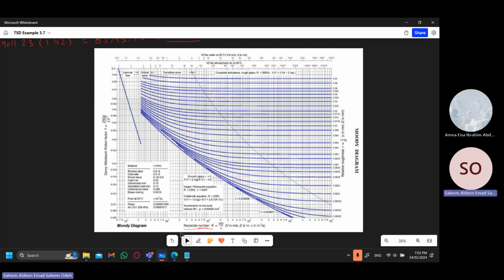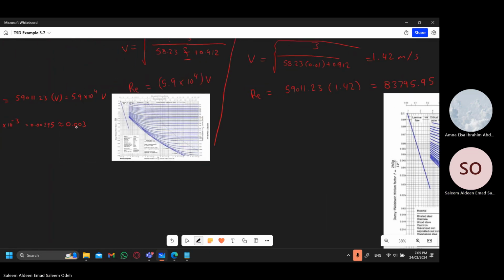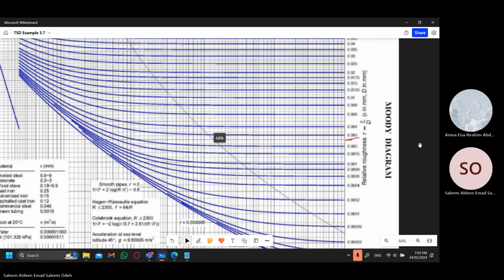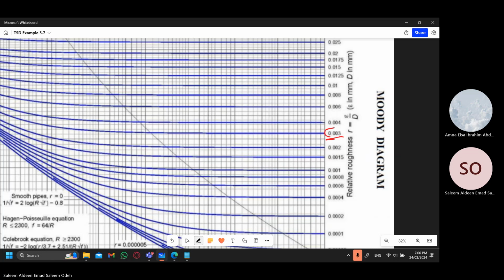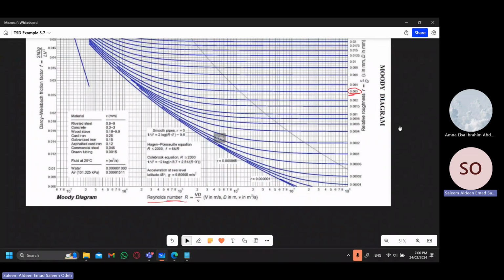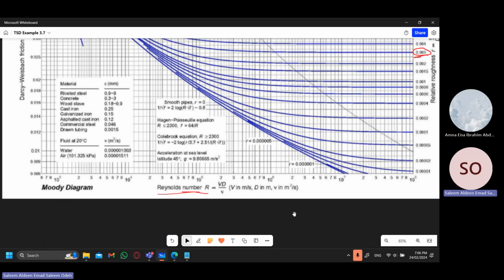Now we found roughness over D to be 0.003, which can be found right here. The value for the Reynolds number is 8.4 times 10 to the power of 4. Down here you have 10 to the power of 3, 10 to the power of 4, 10 to the power of 5, and so on. These tell you that this value is 2 times 10 to the power of 3, 3 times 10 to the power of 3, and so on. And the same for the rest of this axis.